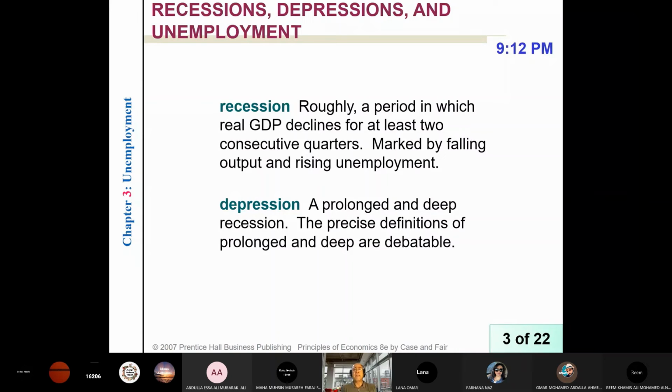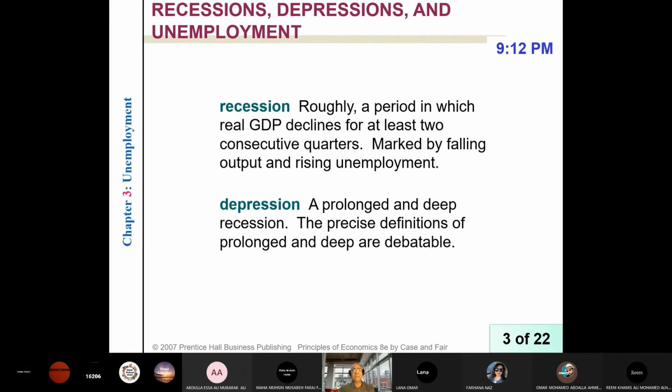So as aggregate output decreases, unemployment increases. For example, in Skyline University, let's say we have 50 professors. If the number of students decreased sharply, there is no way for Skyline to survive unless they fire some of the professors. So as output decreases, unemployment increases.